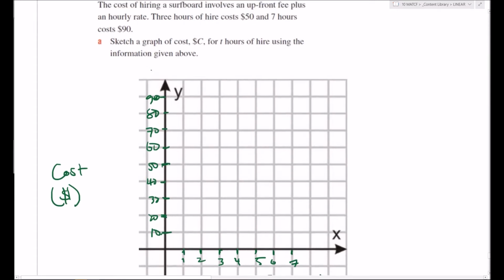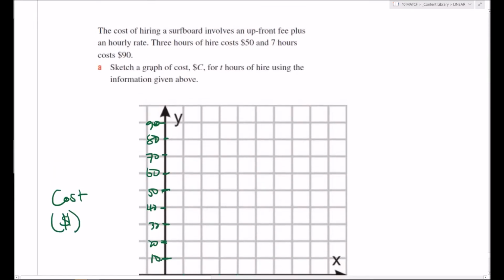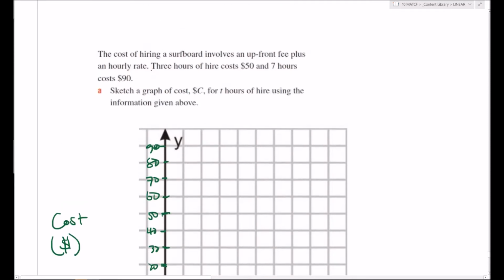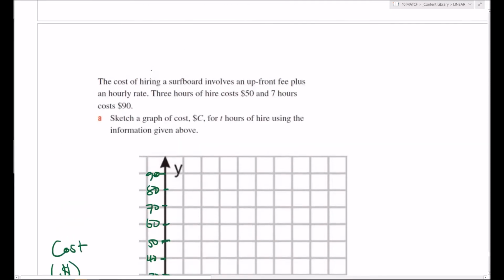Now you might be thinking, sir, where are the coordinates? How do I plot this? There's no rule. Well, if you read the information, it actually gives you all the info you need to plot the coordinates. Because there are coordinates here, if you think about it. For the first coordinate, 3 hours will cost $50. So that means the first coordinate is 3 hours, that's x, and 50 is the y. There's your first coordinate, (3, 50).